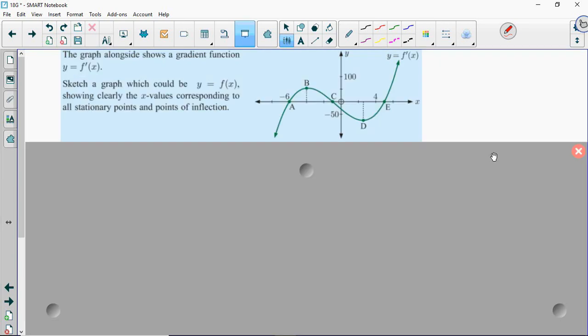So here is a graph of f prime. And before we get any pictures going, I need to call your attention to this phrase right here. Sketch a graph which could be y equals f of x. So there's not going to be one specific answer when we take a graph of f prime and try to graph f, or when we have a graph of f double prime and try to graph f prime or f. When we work in this direction, there is more than one possible answer. And that should make sense.